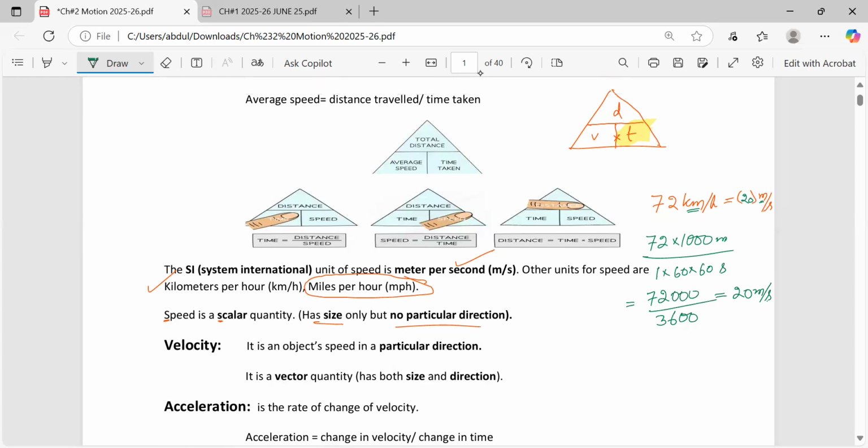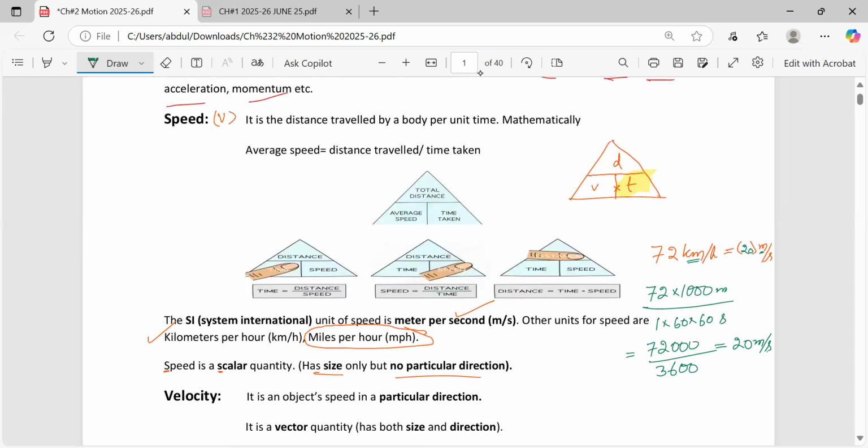So again, speed is the distance traveled per unit time, and average speed is distance traveled over time taken. And the triangle is in front of you. Whatever you want to find, just hide it by putting your finger or thumb, and from the rest you can get the answer. The SI unit for speed, system international unit for speed, is meters per second, while the other units for speed are kilometer per hour and miles per hour. S for speed, S for scalar. So speed is a scalar quantity. It has size only, no particular direction.